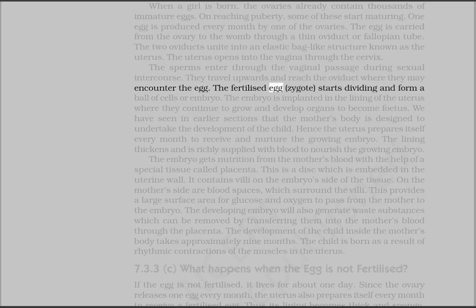The fertilized egg, zygote, starts dividing and forms a ball of cells or embryo. The embryo is implanted in the lining of the uterus where it continues to grow and develop organs to become a foetus. We have seen in earlier sections that the mother's body is designed to undertake the development of the child. Hence the uterus prepares itself every month to receive and nurture the growing embryo. The lining thickens and is richly supplied with blood to nourish the growing embryo.